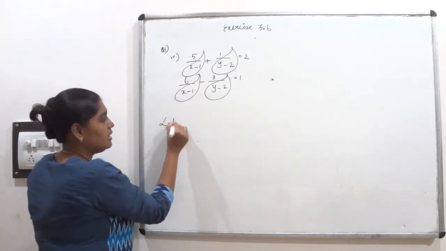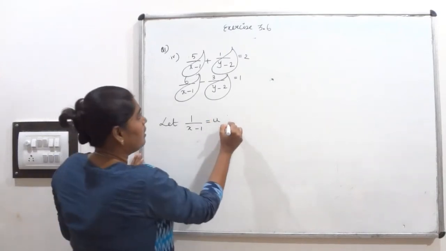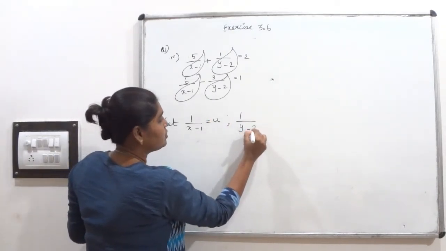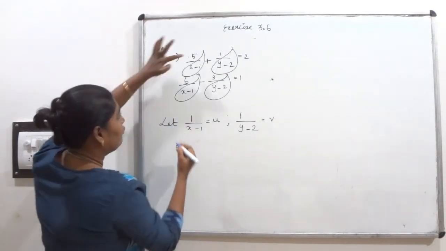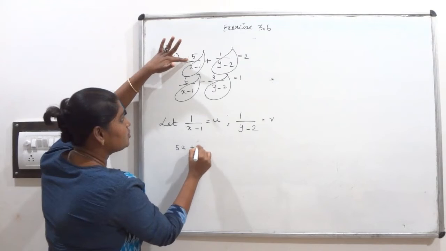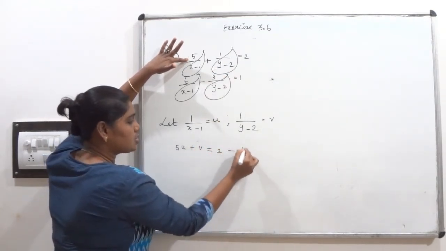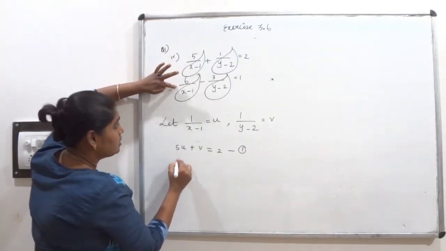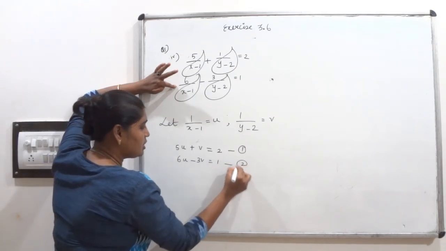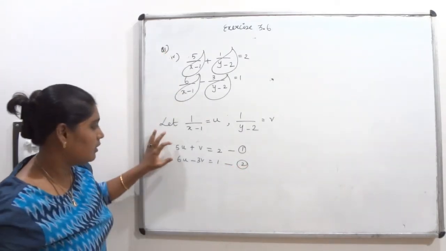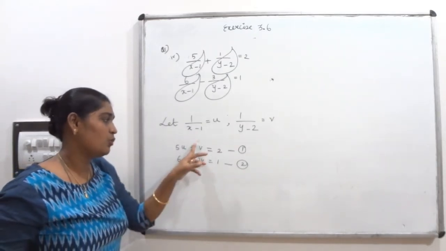So let it be 1 upon x minus 1 equal to u. Like 1 upon y minus 2 equal to v I have taken. Then change that equation. 5 into u plus 1 into v, that is v, equal to 2, equation number 1. Come for this one. 6u minus 3v equal to 1. This is equation number 2. See here in u variable coefficient 5 and 6. Here v variable coefficient 1 and minus 3.